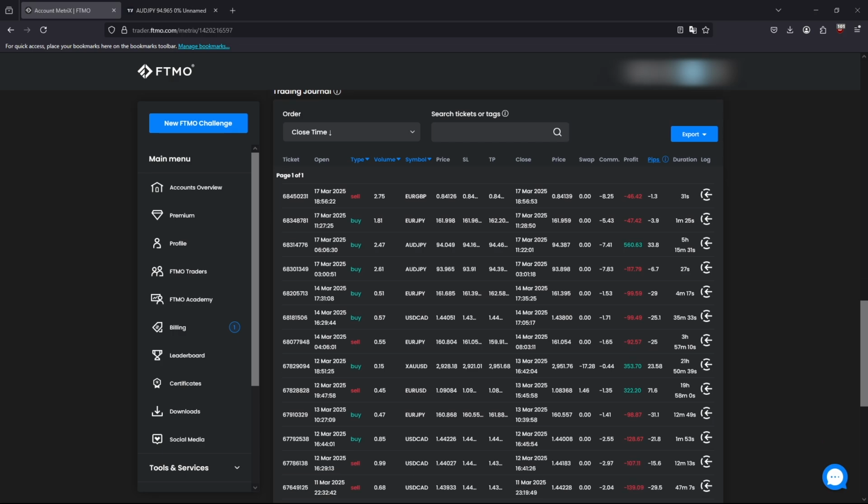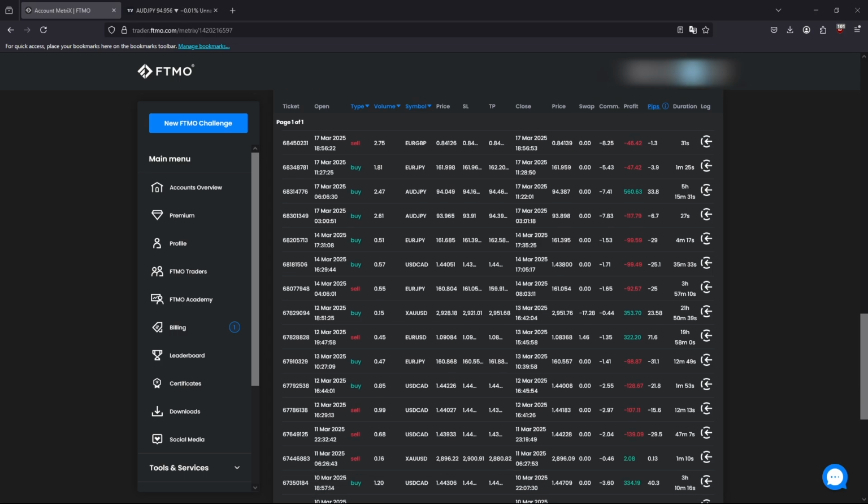March 14, I got 3 trades. All of them were busted. I should have stopped on my 2% here, but I tried to revenge trade on Euro JPY, and that's what happened. You see, it's only 4 minutes and I already got stopped out.